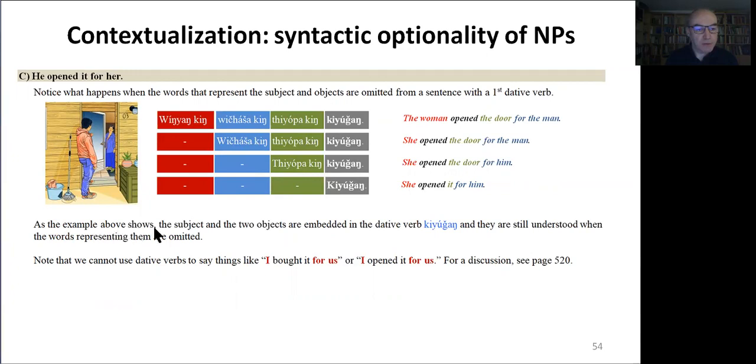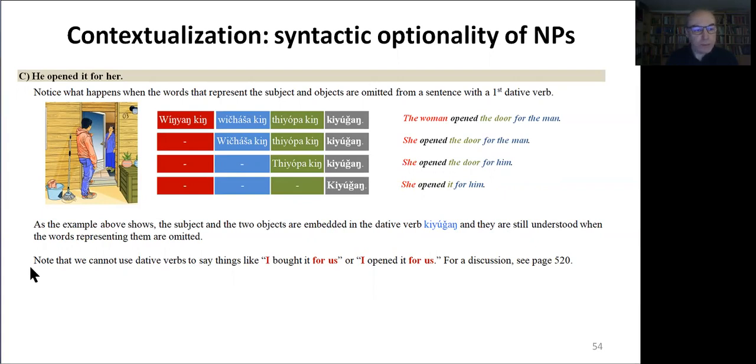As the example above shows, the subject and the two objects are embedded in the dative verb kiyuta, and they are still understood when the words representing them are omitted. So this is another way of showing them such things as zero affixes and the optionality of noun phrases and so forth, without using technical language, and more through contextualization, scaffolding, and enhanced input.